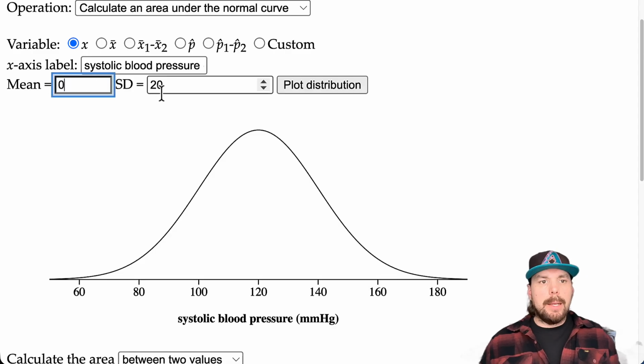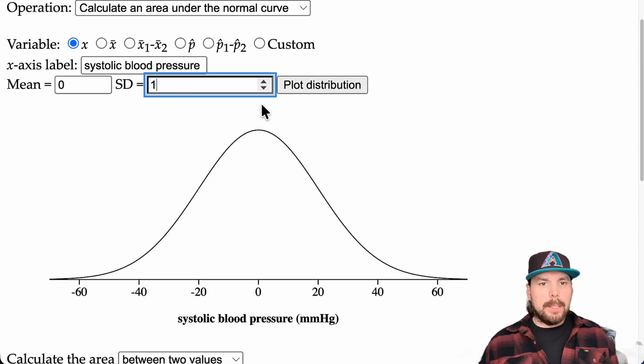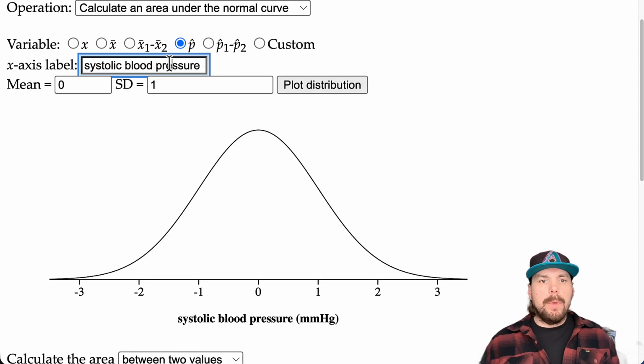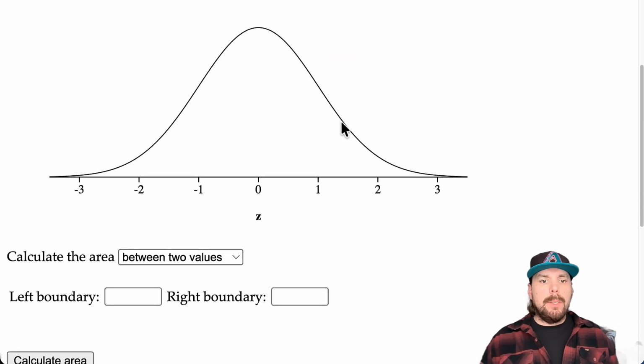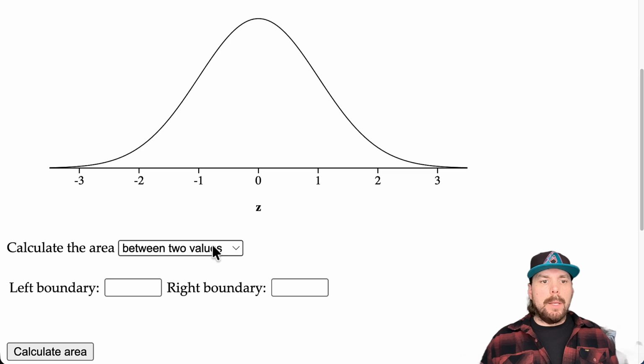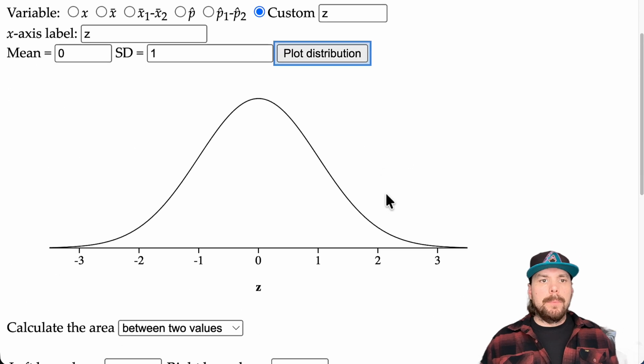All we need to do is enter a mean of 0 and a standard deviation of 1, and then we might want to just call this x-axis z. I would recommend changing that custom to z as well. That is only going to be used if we begin plotting points and calculating areas.